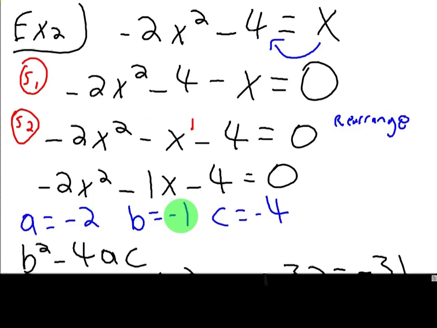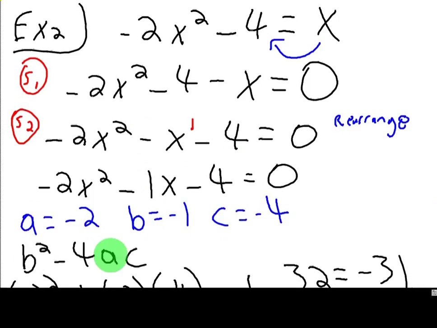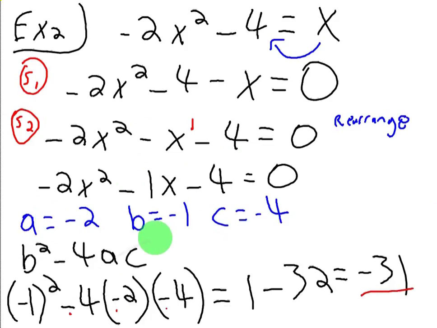Right? So there's the discriminant, b squared minus 4ac. I'm going to plug this stuff into it. So b is negative 1. Notice I'm putting it in parentheses, right? That's important. If you don't put it in parentheses, you get negative 1 back. But because it's in parentheses, it being squared, it becomes positive 1. And then plugging in negative 2 for a and negative 4 for c.